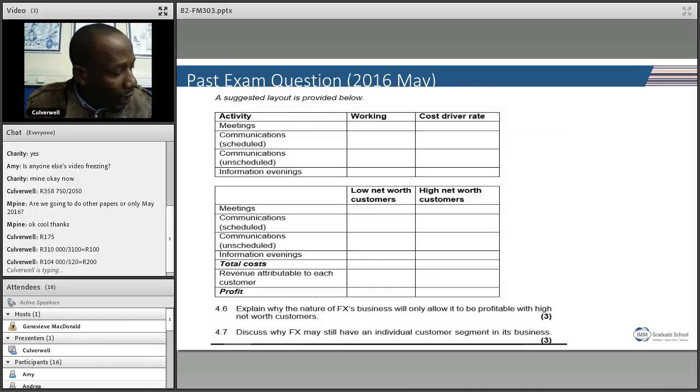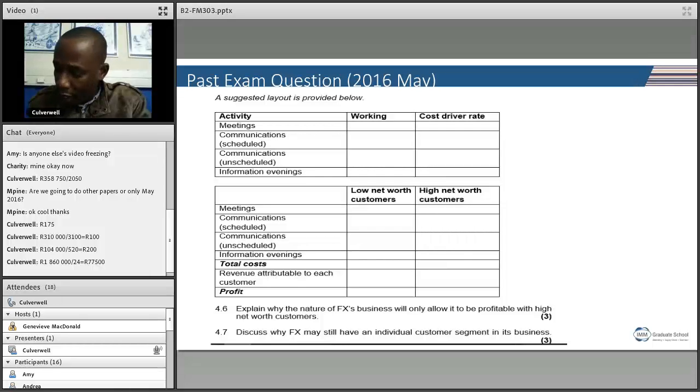And then finally we look at customer information evenings. The entire company incurred 1,860,000 divided by the total number of customer information evenings we held, which are 24. That is going to give you 1,860,000 divided by 24. It's going to give you 77,500. So we have shown our working.